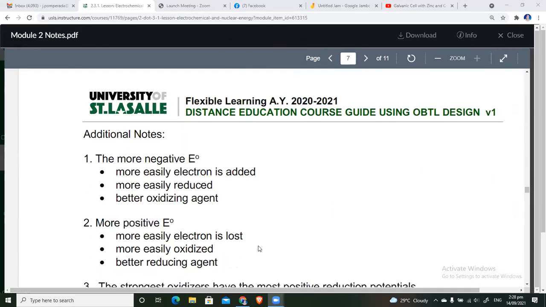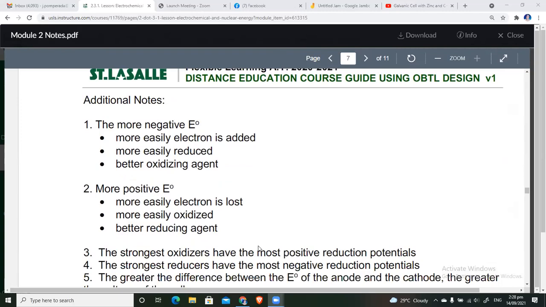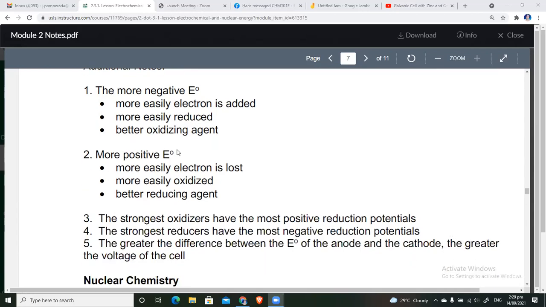Now, additional notes on electromotive force and standard cell potential. The more negative your cell potential, the more easily an electron is added. The more negative your E standard value, the more easily an electron is added to it. More easily reduced and a better oxidizing agent. So it is a good oxidizing agent if its standard potential is negative. If it is more positive, it would be the corollary, or the inverse, of this one. So more easily an electron is lost in this case.